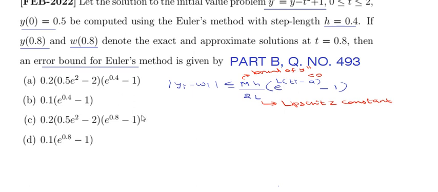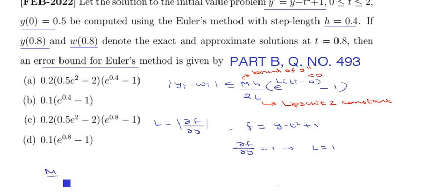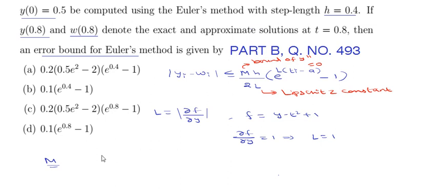Now we will find L. L is the bound of dou f by dou y. Here f is y minus t square plus 1, therefore dou f by dou y equals 1. This implies L is equal to 1. Now we will find M. To find M, we need to find the solution.